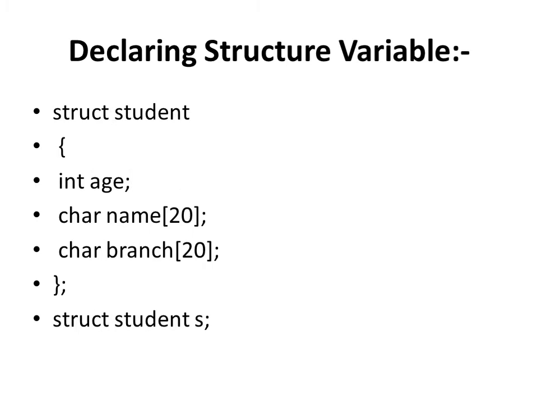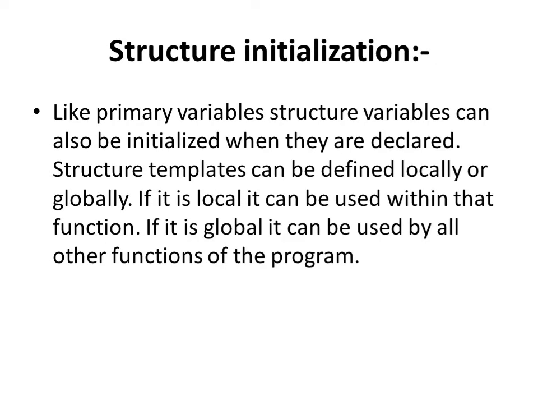Next, declaring the structure variable. Struct student, opening brace, int age, char name, char branch, closing brace, struct student S. Student is the tag name and S is the variable being allocated. Structure initialization. Like primary variables, structure variables can also be initialized when they are declared.